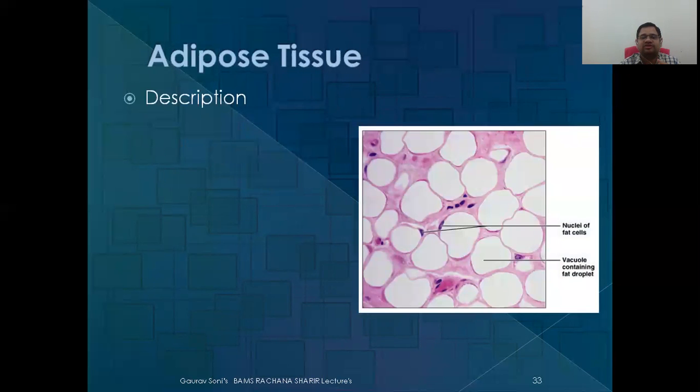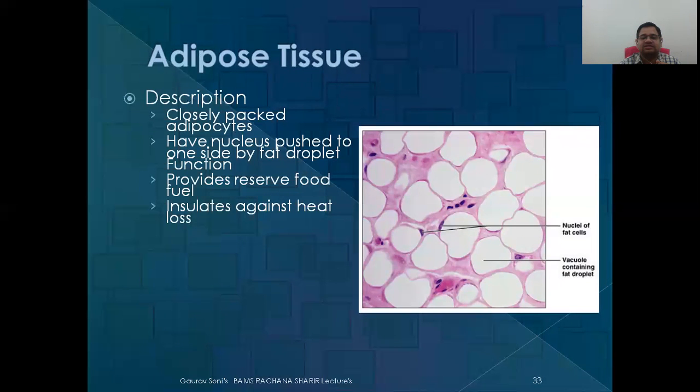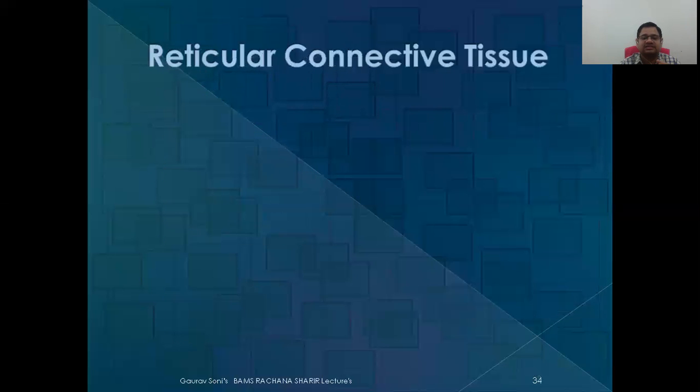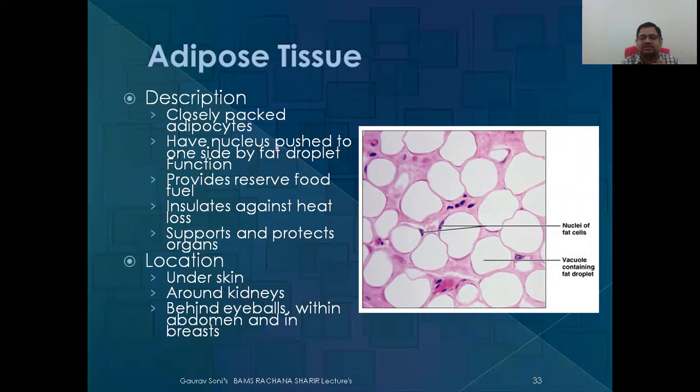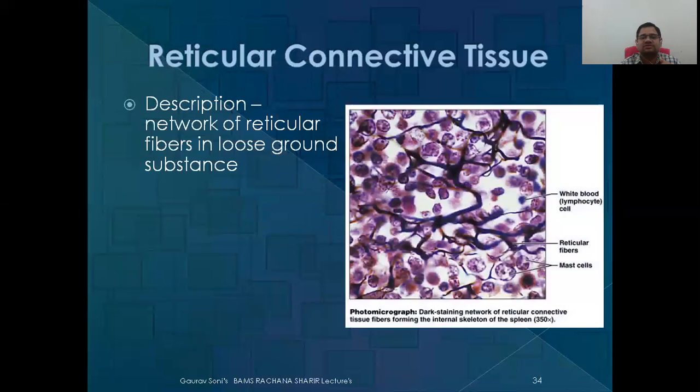Then there is a specific one known as adipose tissue. It is closely packed. Adipocytes you are going to find there. The nucleus is pushed to one side due to the fat droplet. You can see the nucleus is pushed towards one side. Another, there is a big vacuole present. It is easily identified. It provides reservoirs of food fuel, insulates against heat loss, supports and protects the organs. Location: basically you are going to find it under the skin, around the kidneys, behind eyeballs, within the abdomen and breast region.